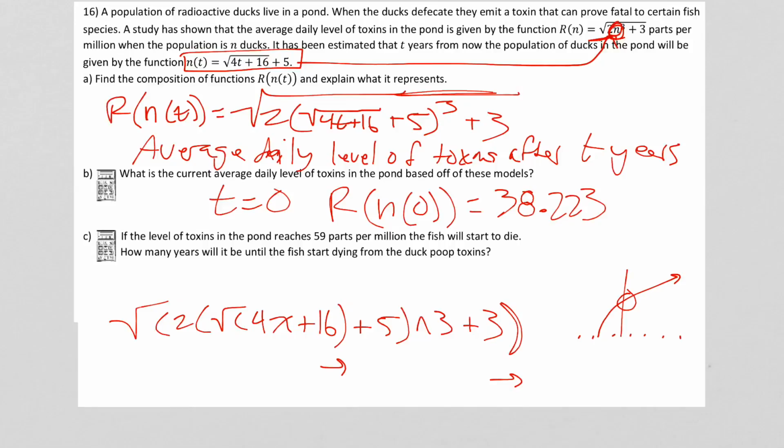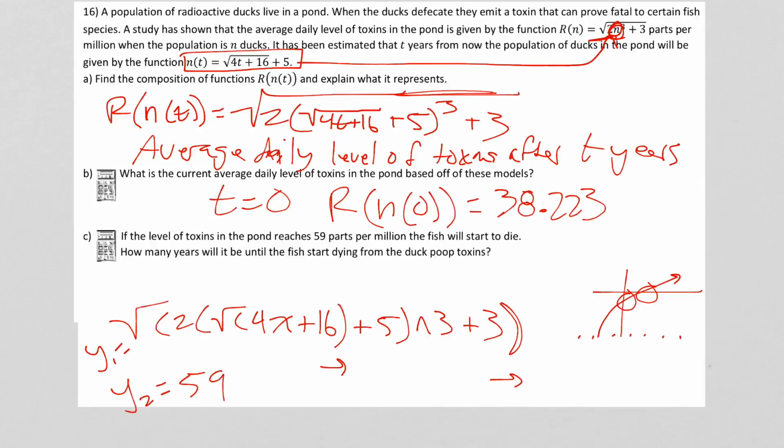If the level of toxins in the pond reaches 59 parts per million, the fish will start to die. How many years will it be until the fish start dying from the duck poop toxins? Well, if that is y1, let's go ahead and graph y2 equal to 59. That way, we will be able to see when those two graphs intersect. It'll give us a line like that. Boom. And where they intersect will represent the number of years when the toxins reach 59 parts per million.